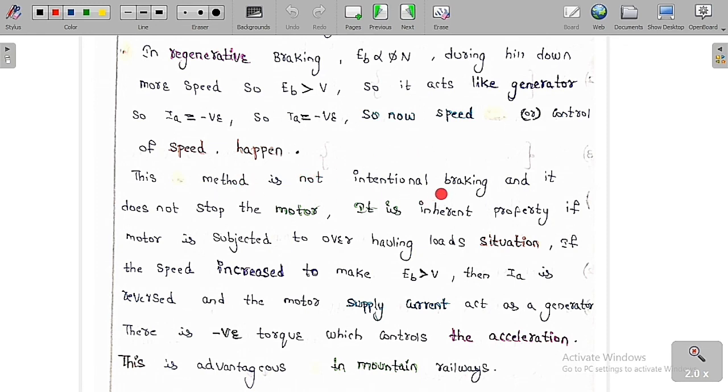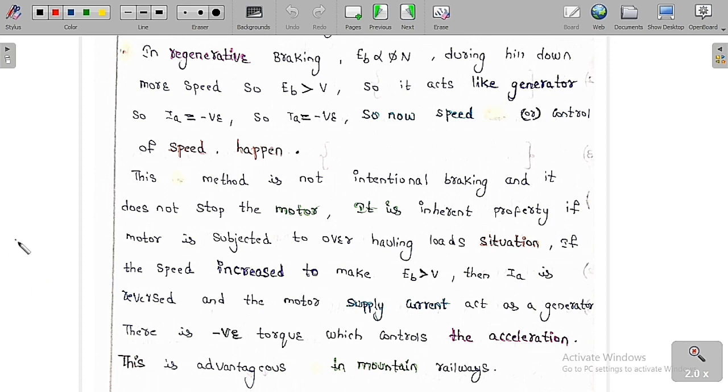This method is not intentional braking and it does not stop the motor. It is an inherent property if the motor is subject to overhauling load situations. The speed increases to make EB greater than V. Then IA is reversed and the motor acts as a generator. There is a negative torque which controls the acceleration, which is an advantage in mountain railways.